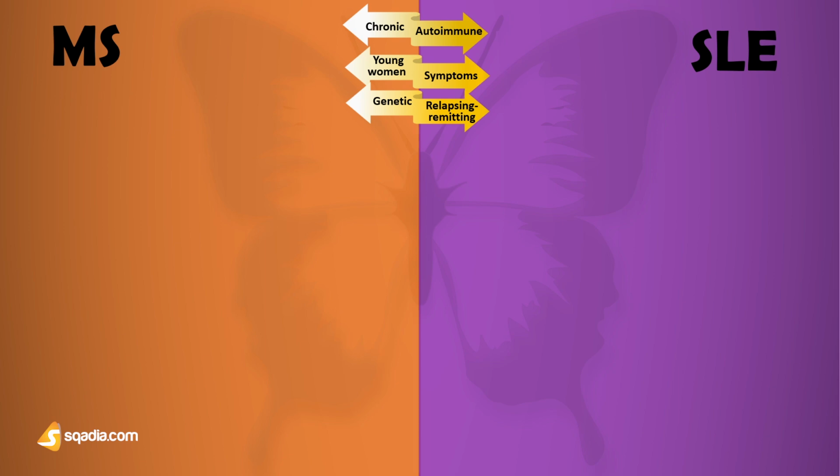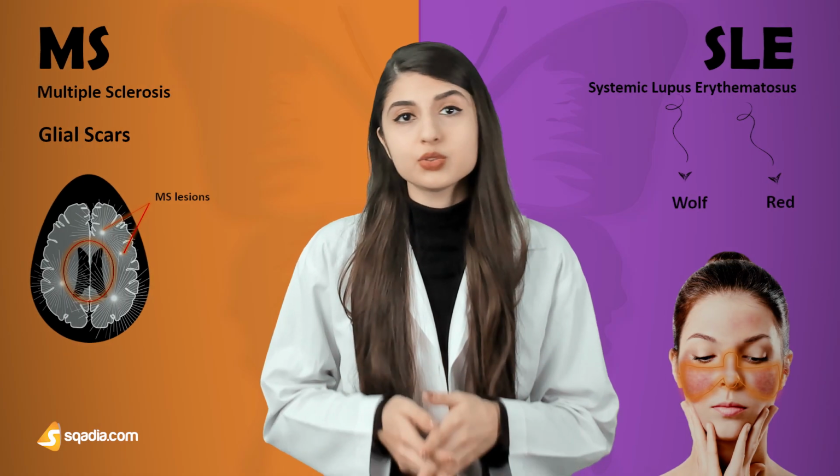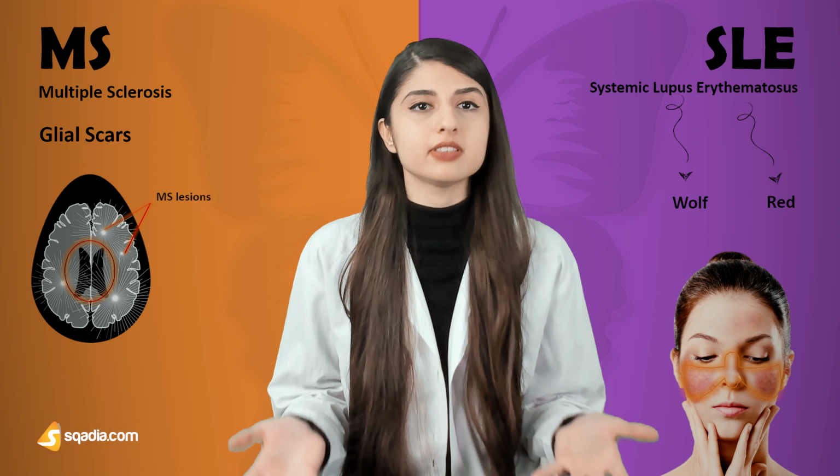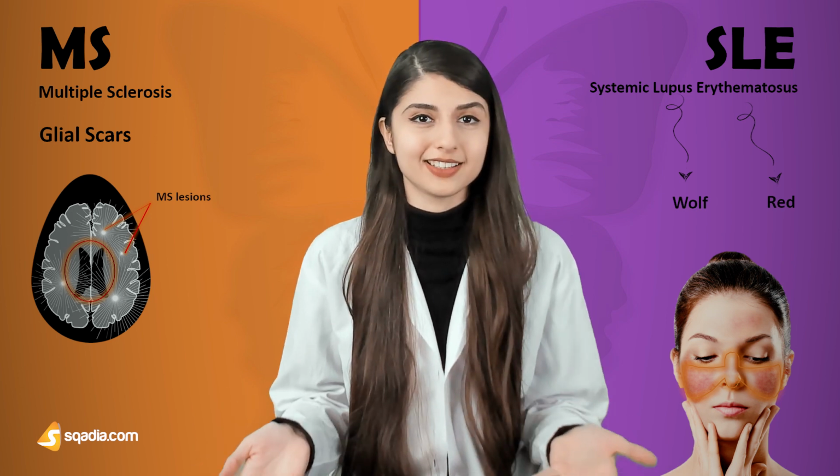And both are relapsing-remitting diseases. That means that their symptoms may worsen or improve at times. And they often include loss of movement, memory loss, and pain. So our confusion amongst these two diseases is not unjustified.